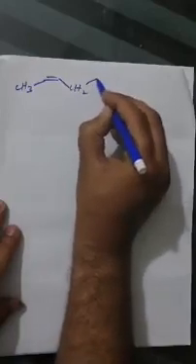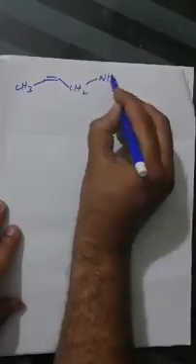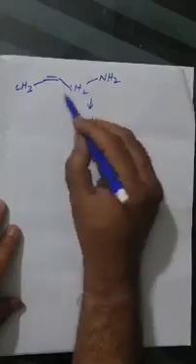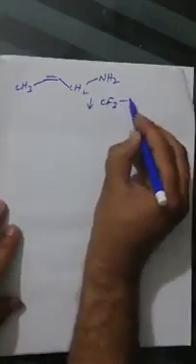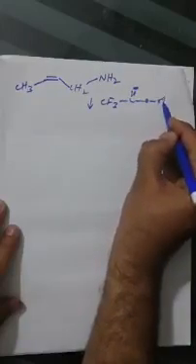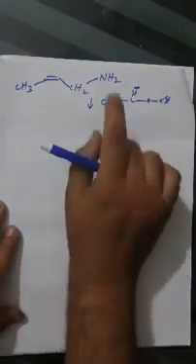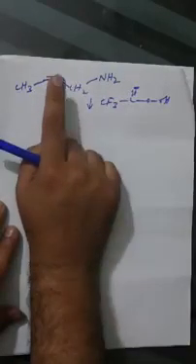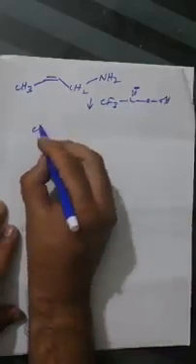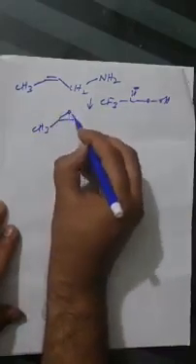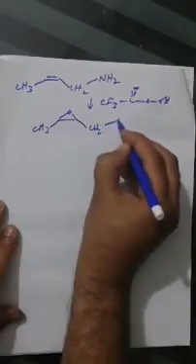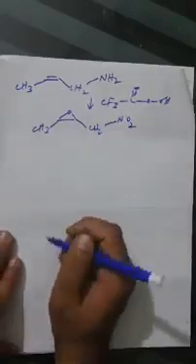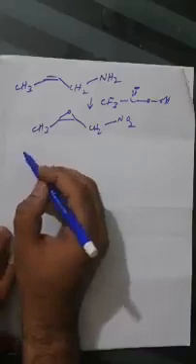So if you have two reactive sites in a single molecule, what will be the product? For example, this compound is going to react with trifluoroperoacetic acid. This amino group will be converted into a nitro group, and this olefinic double bond will change into an epoxide. So your final product will be nitro compounds.